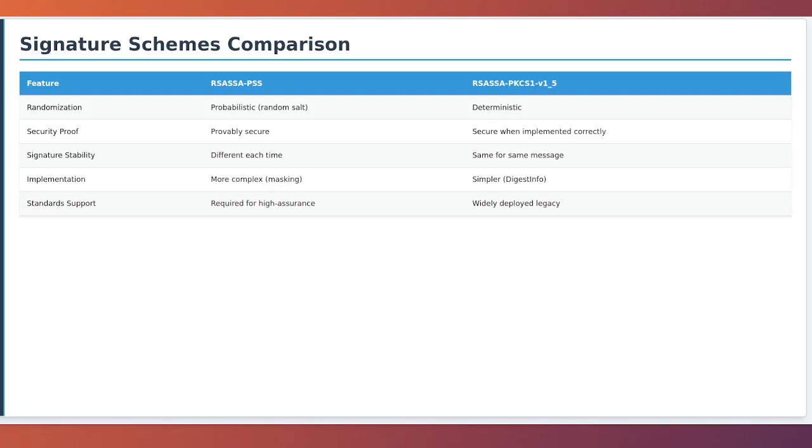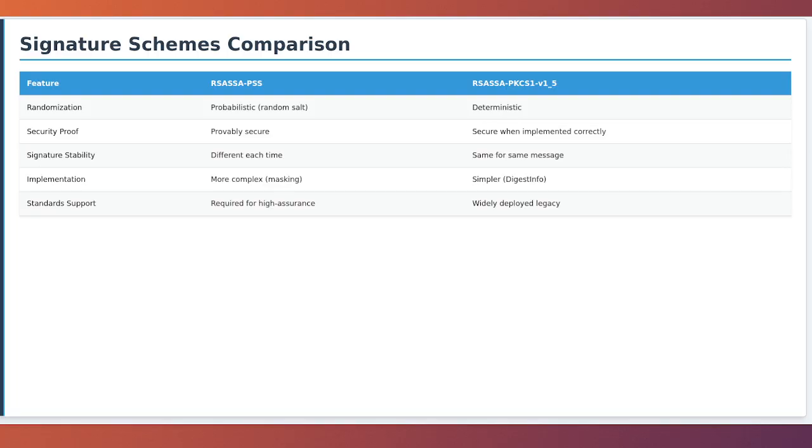RSASSA-PKCS 1 version 1.5 is the deterministic signature scheme that has been standard for decades. It uses EMSA-PKCS 1 version 1.5 encoding, which includes a digest info structure containing the hash algorithm identifier and message hash. Being deterministic means that the same message and key always produce the same signature. This can be useful for applications that need signature stability or want to verify signatures by comparison.